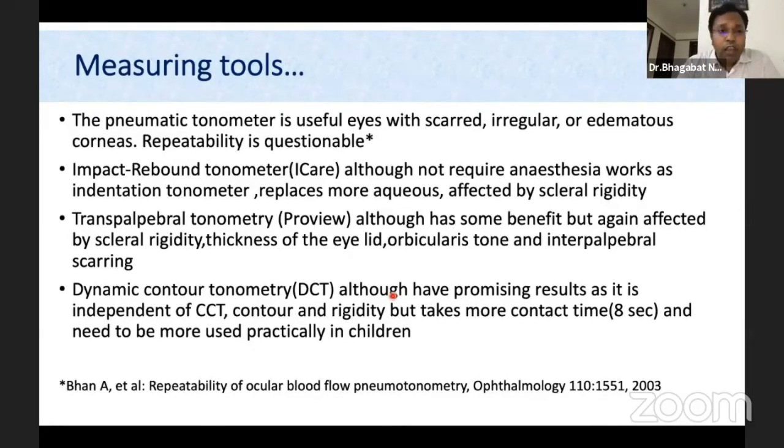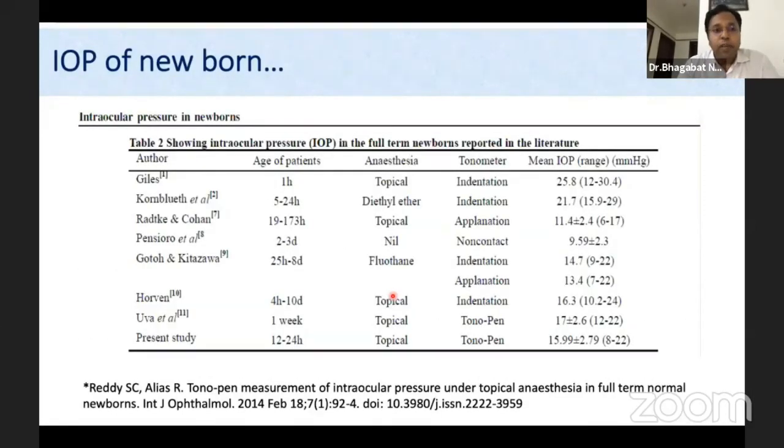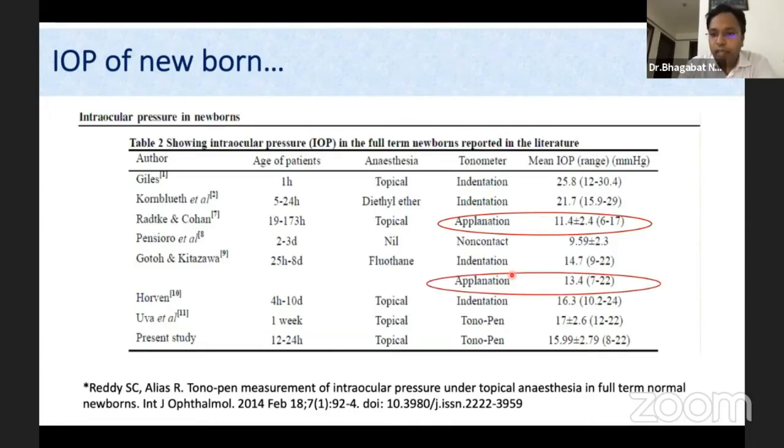And if you ask, what is the IOP of a newborn? Here are the various papers. I have taken this from the International Journal of Ophthalmology 2014. There is a table. You can see that with applanation tonometry, under topical anesthesia, these are all on newborns only, the values are 11, 13 millimeters of mercury. But when you see other researchers using indentation tonometry, it is 25, 21, again 16. There is high variability among these, so the evidence still favors applanation tonometry.